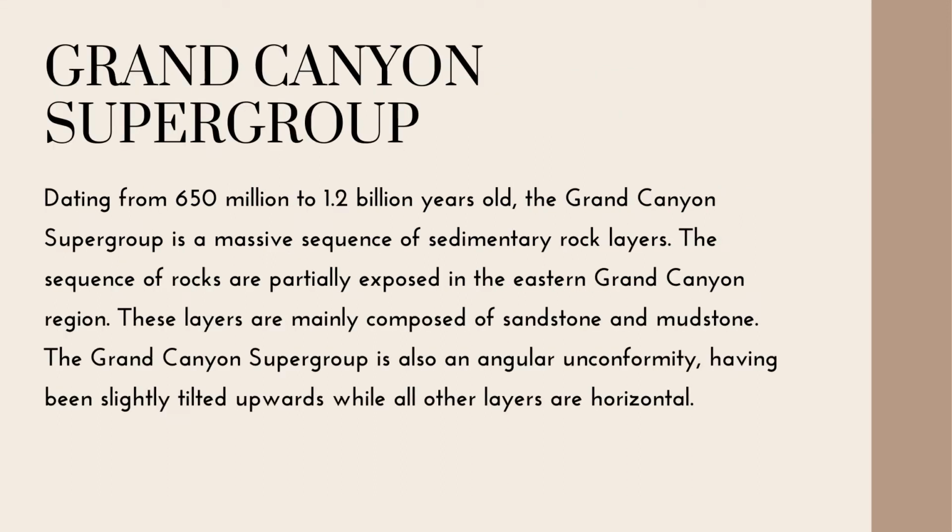The Grand Canyon Supergroup. Dating from 650 million to 1.2 billion years in age, the Grand Canyon Supergroup is a massive independent sequence of sedimentary layers. Compared to every other layer of the Grand Staircase, which are horizontally parallel to one another, the Grand Canyon Supergroup is in fact tilted. Due to this feature, the grouping of layers are only partially exposed in the eastern part of the Grand Canyon.